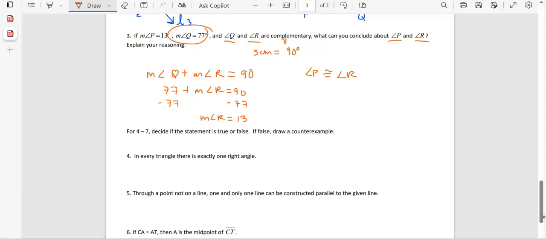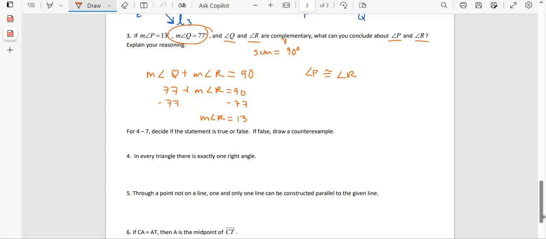Or you could go back to this and say, the measure of angle P is 13 degrees, plus the measure of angle Q is 77, and they are complementary because their sum is 90 degrees. And since angle Q is complementary to angle R, and they are also complementary, that means angle P and angle R must also be congruent, because we have the angle Q in both of the relationships. We have the same angle. It doesn't really matter the way you explain it, as long as you're including all those details that I talked about.